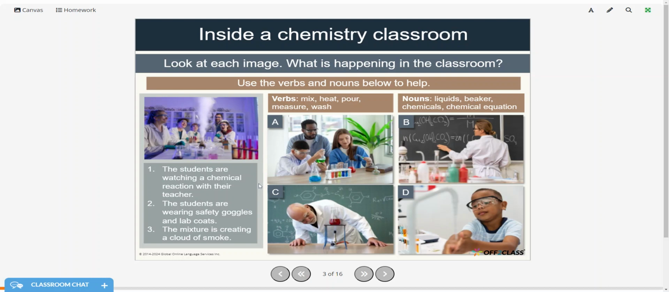The students are watching a chemical reaction with their teacher. The students are wearing safety goggles and lab coats. The mixture is creating a cloud of smoke. So write a few sentences about each of these pictures and then restart when you're ready to continue.